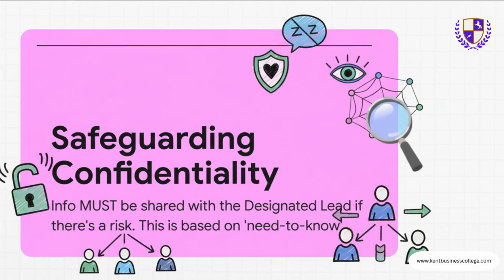When we're talking about safeguarding, confidentiality does not mean keeping dangerous secrets. If you think there is a risk of harm, you have a professional duty to share that information with the designated safeguarding lead. This isn't gossip, it's a formal process that works on a very strict need-to-know basis, and it's all designed to protect the learner.